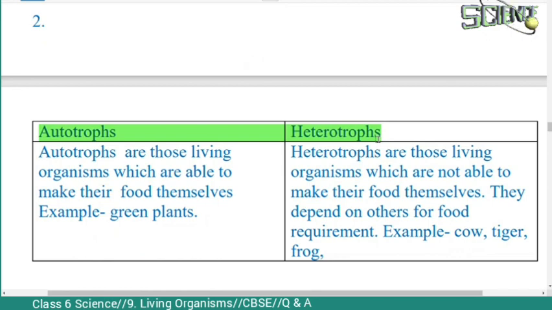So once again we will see the difference between autotrophs and heterotrophs. Autotrophs are those living organisms which are able to make their food themselves. Example, green plants. Whereas heterotrophs are those living organisms which are not able to make their food themselves. They depend on others for food requirement. For example, cow, tiger, frog.